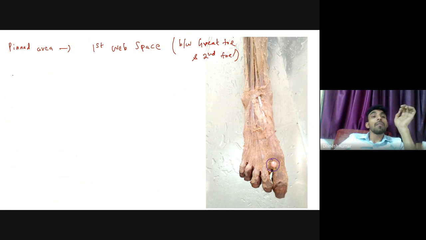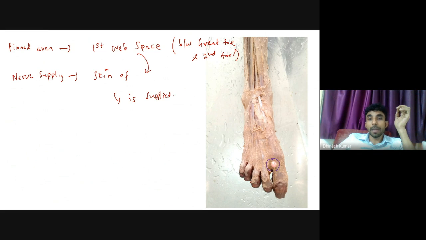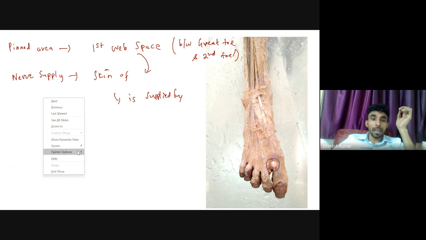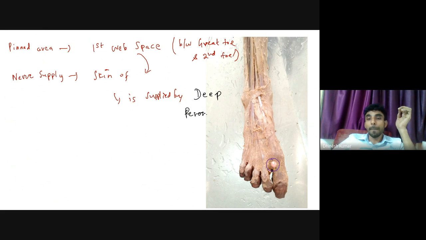What is the innervation or nerve supply of the pinned area? The skin of first web space is supplied by which peroneal nerve? That is a very commonly asked MCQ question as well as spotter's question. Deep peroneal nerve. It is supplied by deep peroneal nerve. Fine.